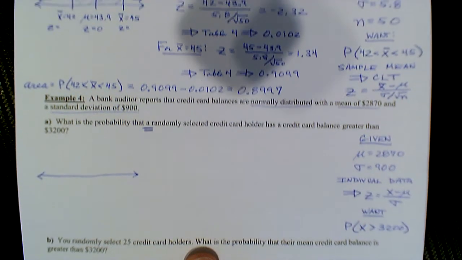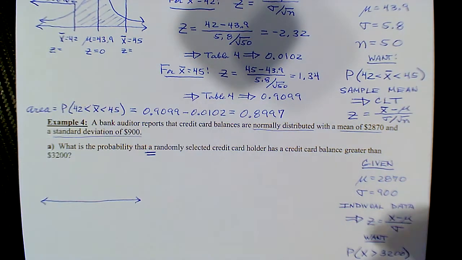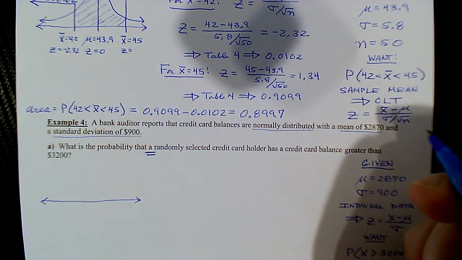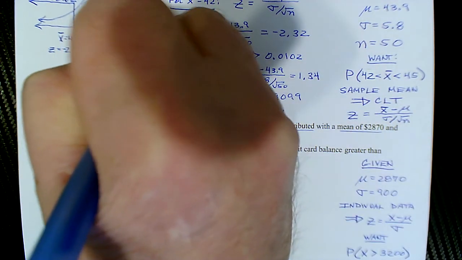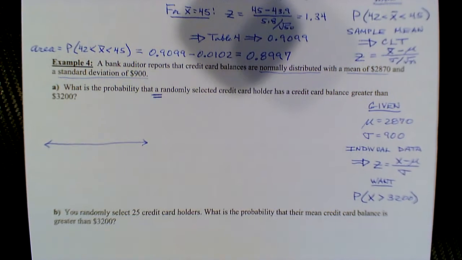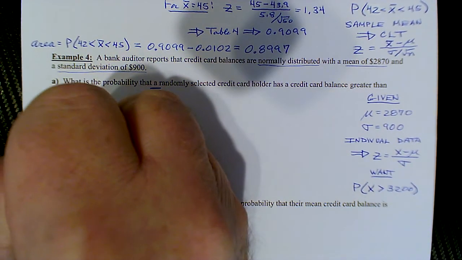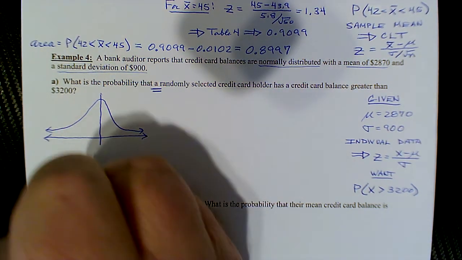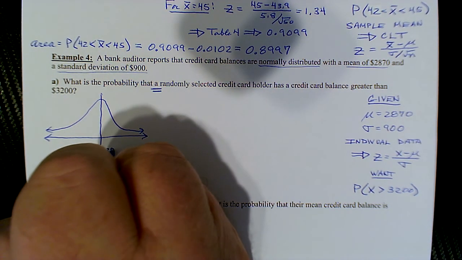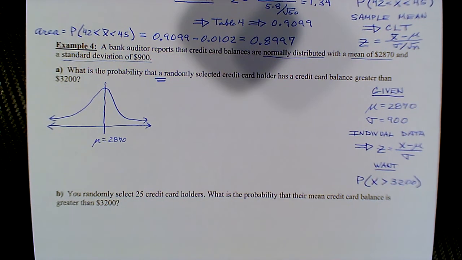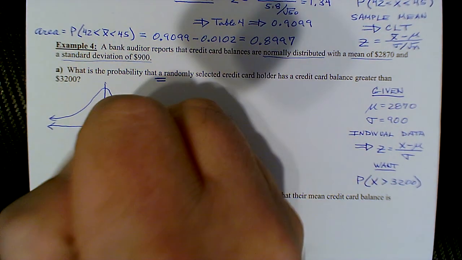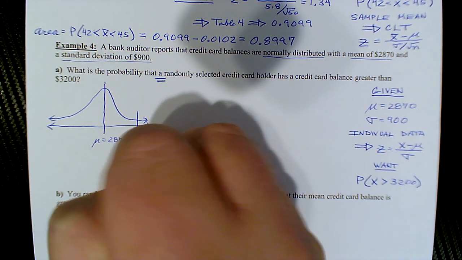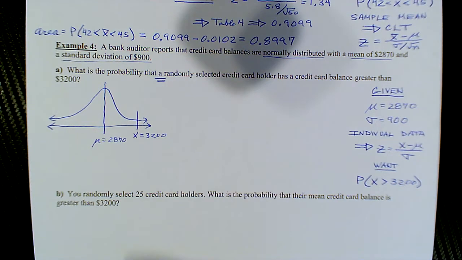Oh, and last example, I always get so excited I forget to label my z-scores in the chart here. If you want to label them, you can. You don't need to. Okay, but getting back to this example, we'll draw the normal distribution, of course. Mean goes down the middle, 2870. We want the probability that the individual is greater than 3,200. Let me call it right there. It's just x. 3,200. Greater than means everything to the right.